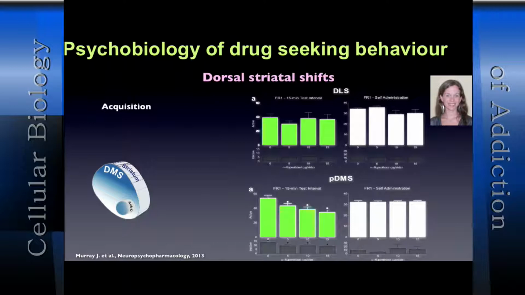So she tested the animals early on in training when the behavior is goal-directed, and she shows that in the DLS there's no effect of early performance of seeking behavior, and there's no effect on drug self-administration per se. Whereas early on in the posterior dorsomedial striatum, there is a dose-dependent decrease in cocaine-seeking responses that has nothing to do with cocaine taking.